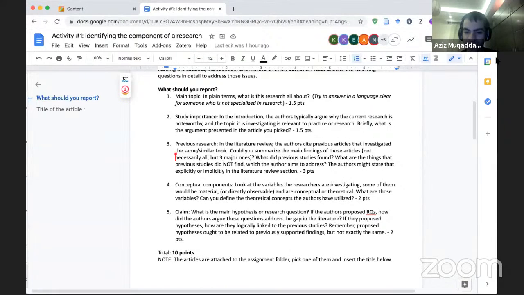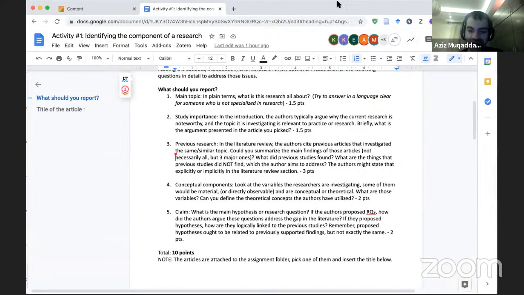If they put hypotheses, how are they logically linked to the previous studies? So in other words, previous studies have found about these two contexts, but that context, we don't know yet enough about it. Therefore, the authors proposed this research question. So something simple as that. So just link it back to whatever you've written in section 3 or question number 3.